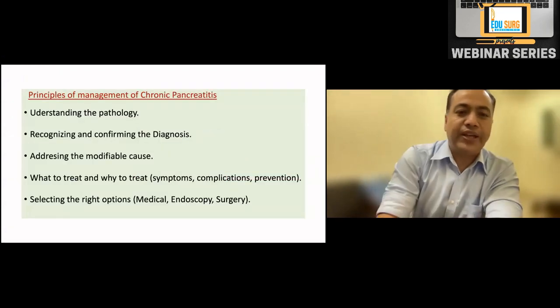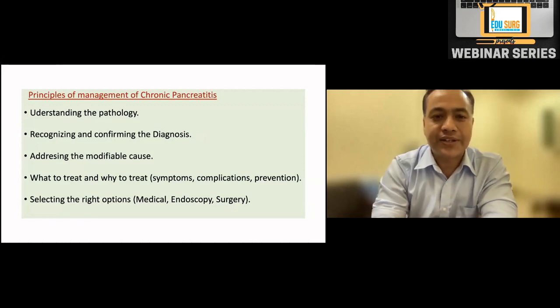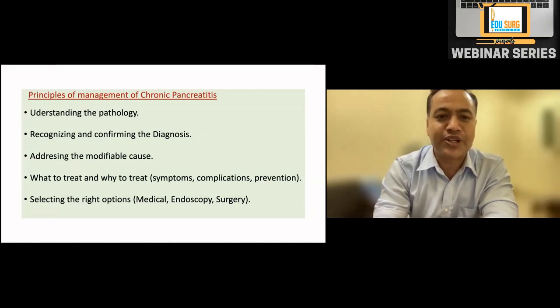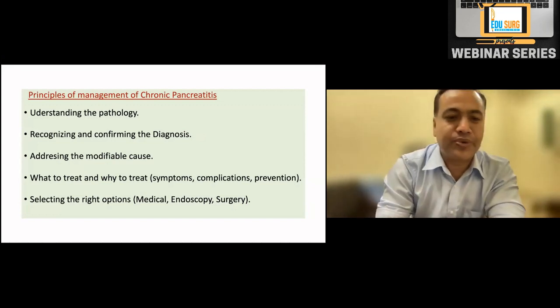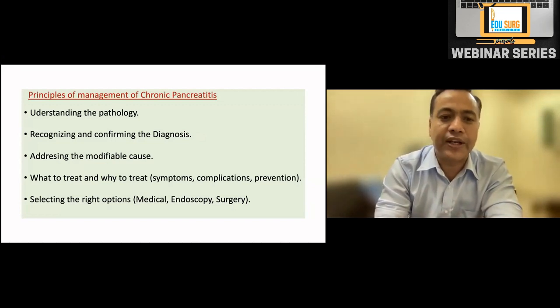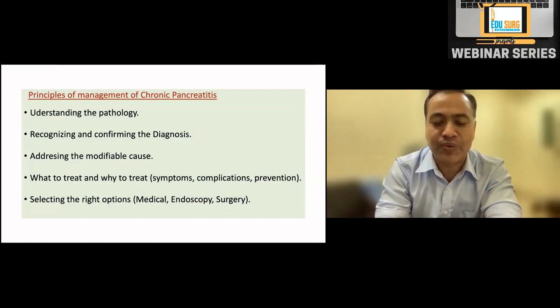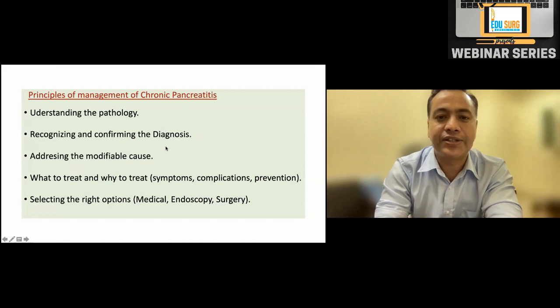Before we go into the management of chronic pancreatitis, I think it's very important for all of us to understand the pathology, as has been very well defined by our previous speaker, and also timely recognition of this condition and confirming the diagnosis. When we start managing the case, it's equally important to address the various modifiable causes, as described earlier, like alcohol consumption and smoking. We should understand what to treat and why to treat. And of course, among the various treatment options, we should be able to select the right treatment option for each individual patient.